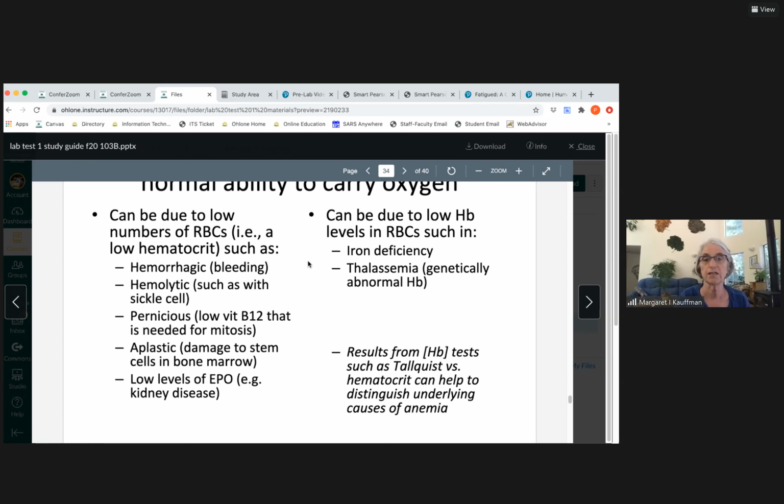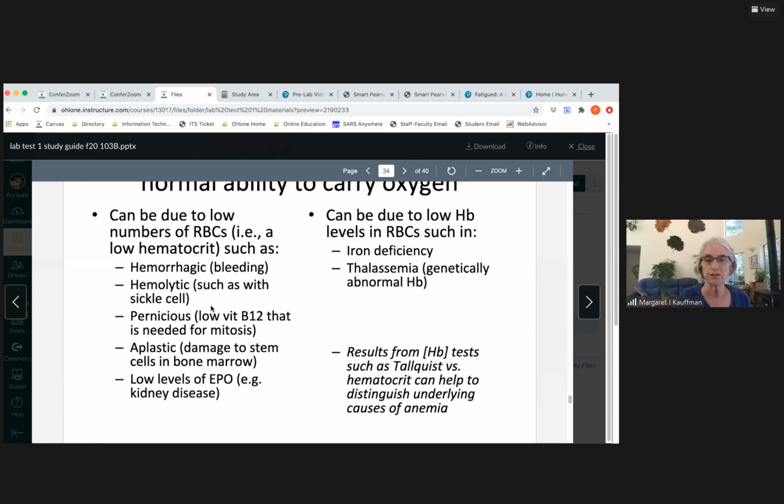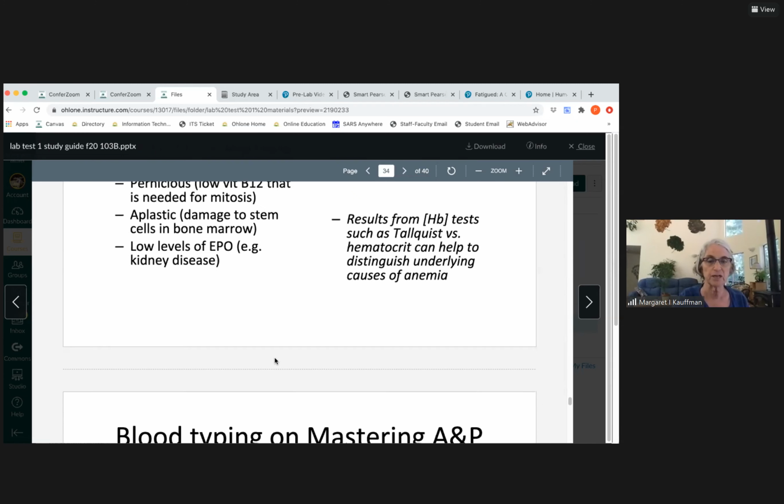Now, these are not necessarily independent. You could have both of these, or having one could lead to having a low hematocrit. For example, early in iron deficiency, you might have a low hemoglobin concentration with a normal hematocrit, but if your iron deficiency persists, you could end up with both a low hemoglobin concentration and a low hematocrit. The reason I'm giving you this background is that these are two of the tests that they do in your lab manual. They explain them pretty well in the lab exercise.